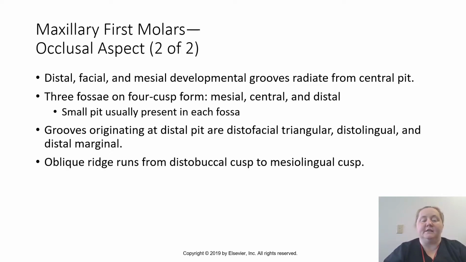There are 3 fossa on the forecusp form. We have the mesial, central, and distal. There is a small pit usually present in each fossa. Grooves originating at the distal pit are distal facial triangular and distal lingual, distal marginal. And the oblique ridge runs from the distal buccal cusp to the mesiolingual cusp. Okay, so it's kind of those 2 smaller cusps, right? Okay, and I'm going to pause here for a little bit.